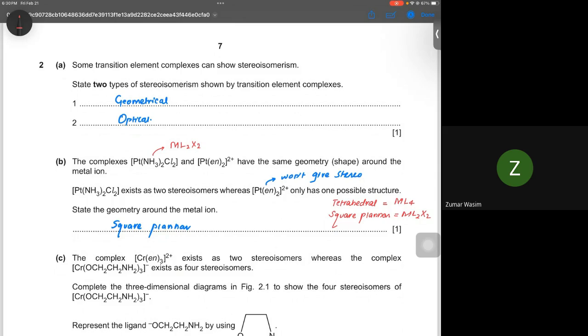so shape around the metal ion. They are saying this compound exists as two stereoisomers, whereas platinum en2, 2 plus only has one possible structure. They have the two en ligands, the two same, and en is a bidentate ligand. So I can say there are four same ligands.